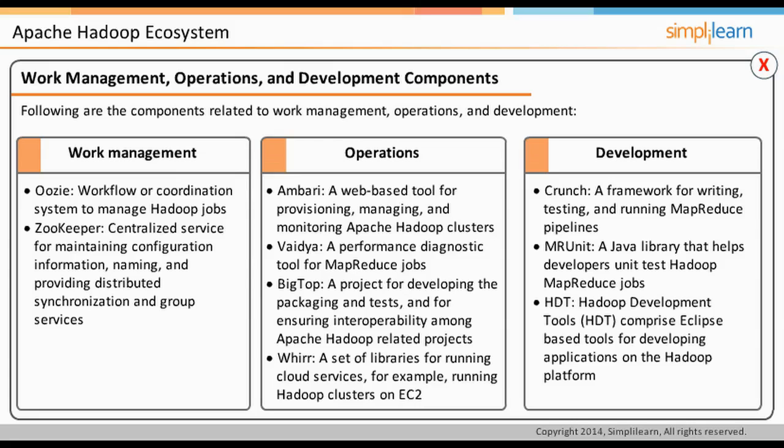The development components of the Hadoop ecosystem are Crunch, MRUnit, and Hadoop Development Tools, or HDT. Crunch is a framework for writing, testing, and running MapReduce pipelines. MRUnit is a Java library that helps developers unit test Apache Hadoop MapReduce jobs. Hadoop Development Tools, or HDT, comprise Eclipse-based tools for developing applications on the Hadoop platform. Please note, some of these tools may not be under active development or they may not be supported currently by the open source community.